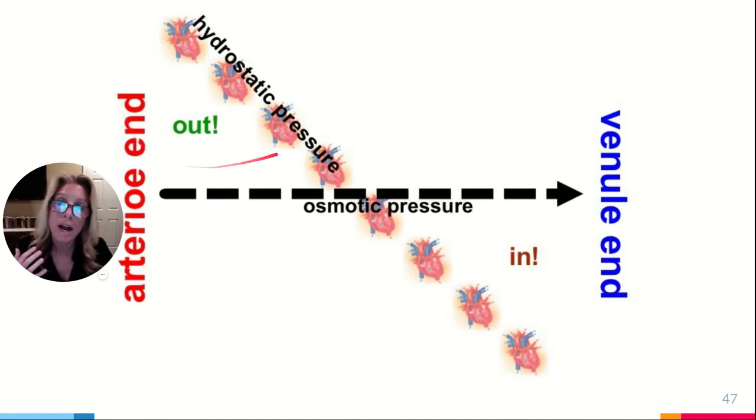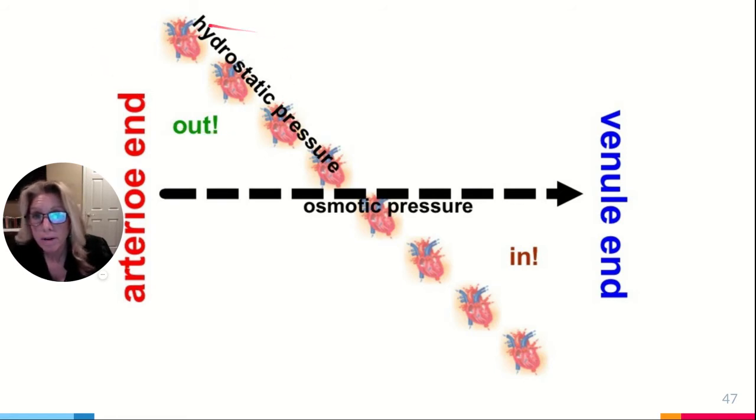But here at the arterial end, your blood pressure is forcing fluids out of your capillaries. Remember, this is where all exchange takes place. Your capillaries are only one cell thick. The hydrostatic pressure, do you see how it's greater than the osmotic pressure? So at the arterial end, it's forcing fluids out. But by the time you get to the venular end, the blood pressure has dropped below the osmotic pressure. As a result, the osmotic pressure is saying, come in.